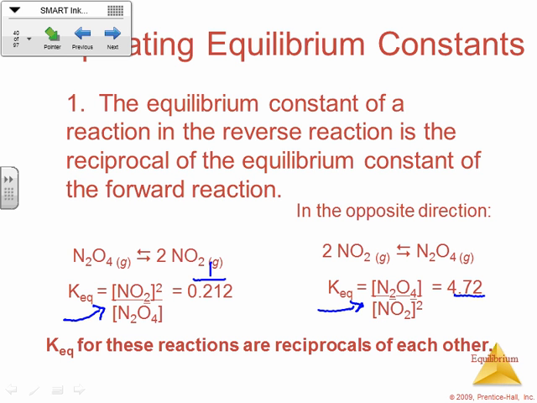Now, that's different than delta H, because remember with delta H in Hess's law, when you flipped an equation, you actually just changed the sign. You didn't change the number. So you've got to know how they're similar and how they're different. We're doing a similar process, but you're changing K in a different way than you were delta H.